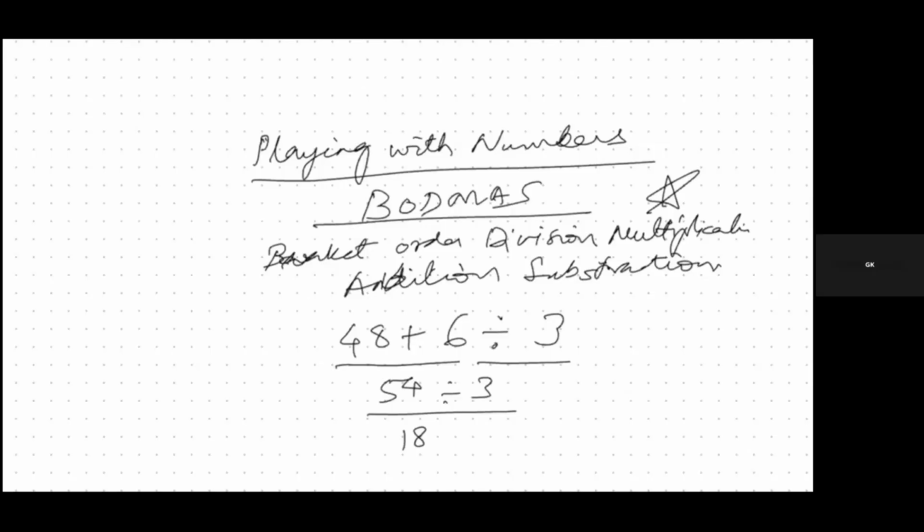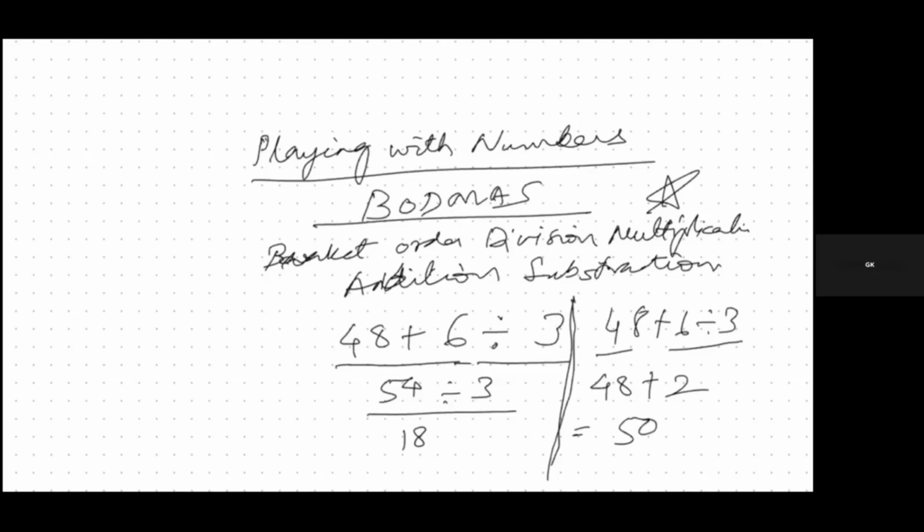Whereas we could solve it the other way around. Let's say 48 plus 6 divided by 3, and if we solve the division part first and then the addition, what answer do we get? 48 plus 2, that is equal to 50. Now there are two different answers for the same expression.